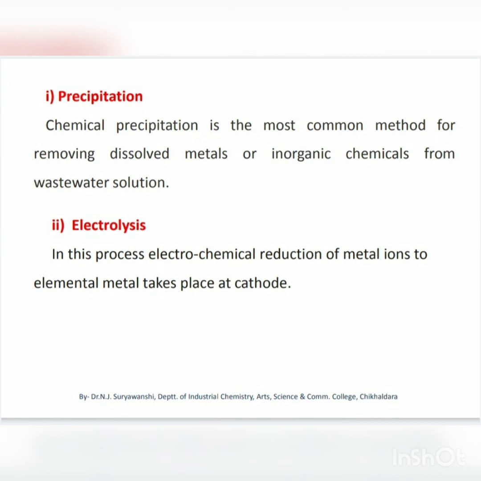Electrolysis method. In this process, electrochemical reduction of metal ions to elemental metal takes place at the cathode. The process is useful for recovery of copper, tin, silver, and other metals from electroplating, etching, and pickling baths. The efficiency of this process is found to be greatly increased by applying new techniques such as EcoCell involving rotating electrodes, particularly suitable for concentrated wastes, and extended surface electrolysis, specially suitable for dilute wastes.